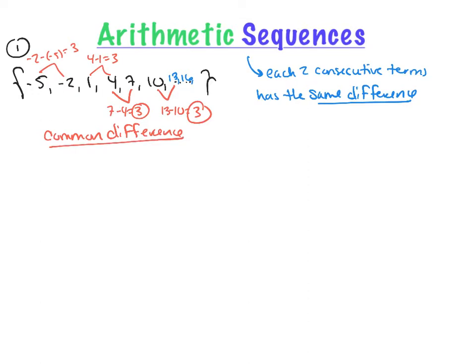And the letter that we use for the common difference is D. We would say that D is +3 in this case because the terms in our sequence are going up by 3.